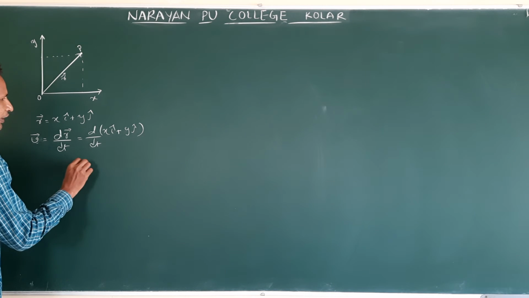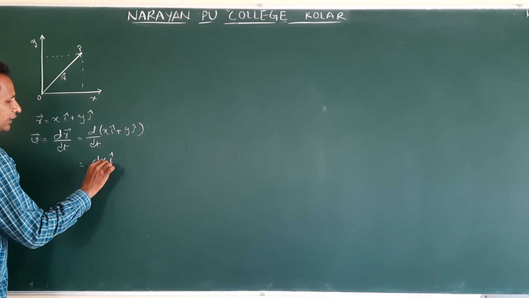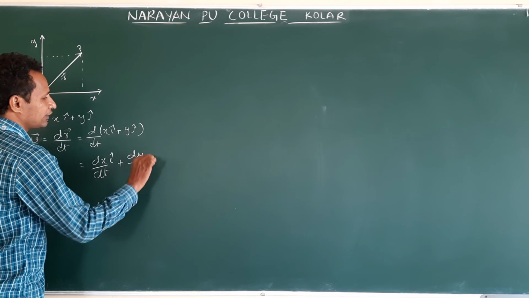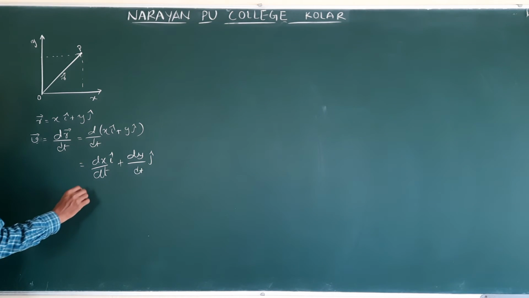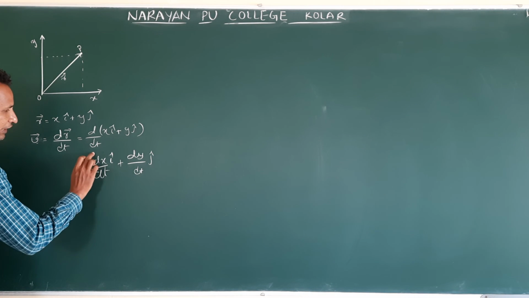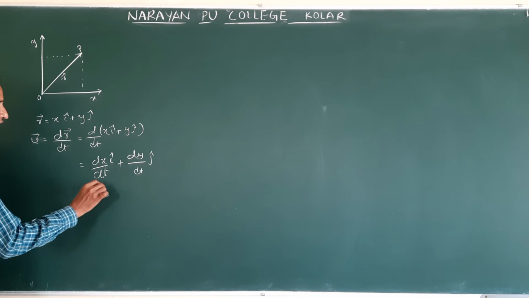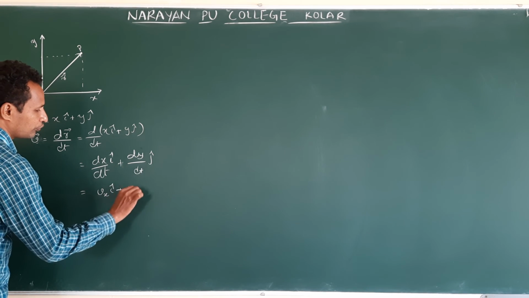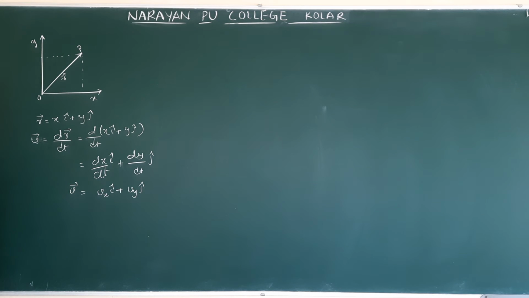Okay, so this how do we write? dx by dt i cap plus dy by dt j cap. They have given clearly. Then this is changing position along x direction. So velocity along x direction vx i cap, velocity along y direction vy. So this is the instantaneous velocity.